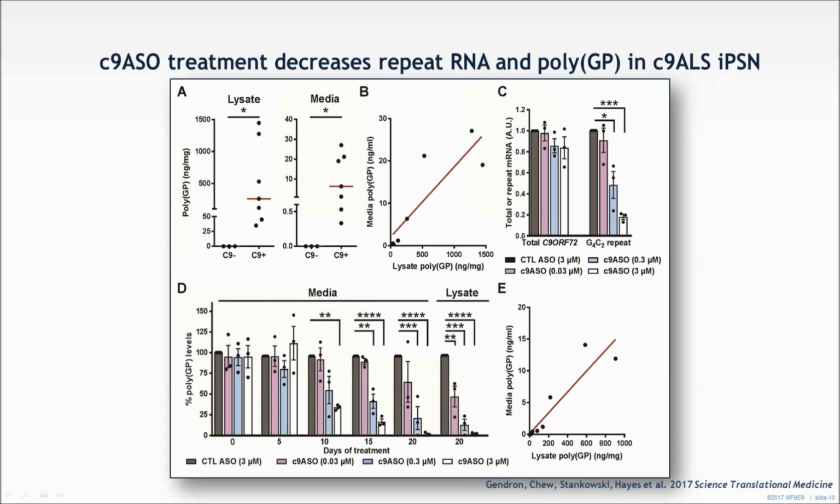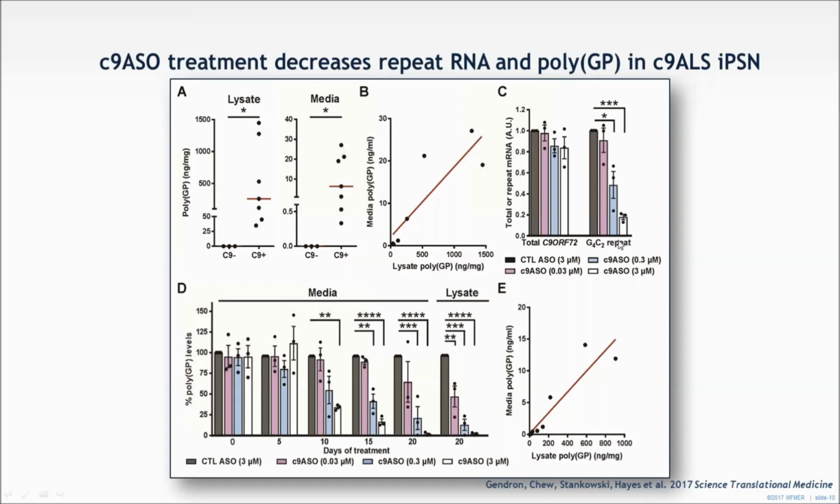And we were pleased about this because in this model, we were using media, if you will, as a proxy for cerebrospinal fluid, or CSF. And so we were happy to see that extracellular GPs, like we see in media, correlated well with PolyGP within cells. So we then went on to treat these iPSCs from C9 expansion carriers with an ASO that targets the repeat RNA and causes it to be degraded.